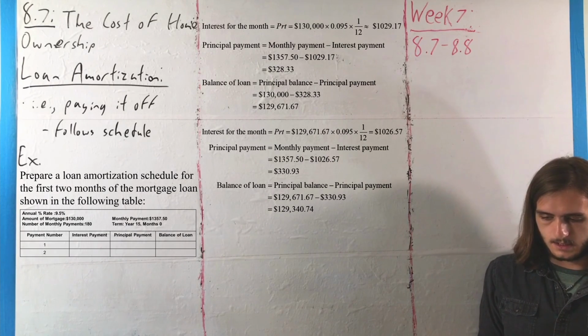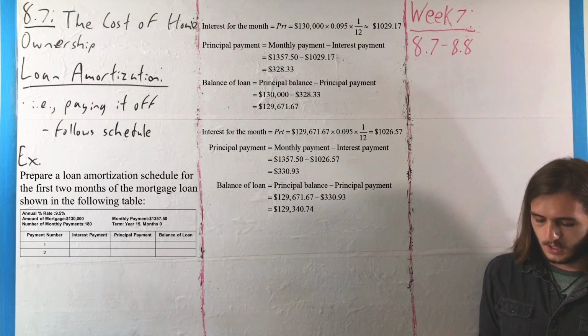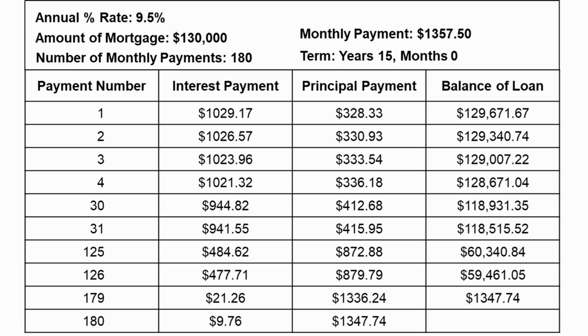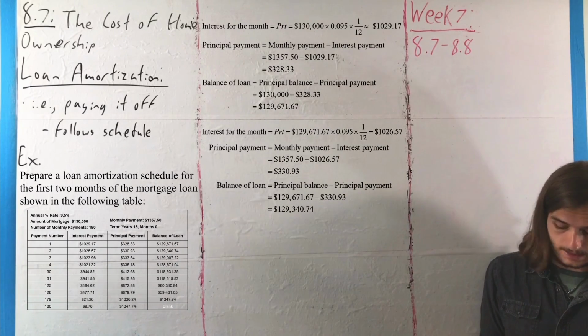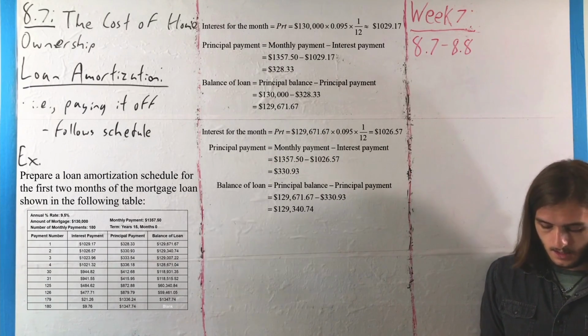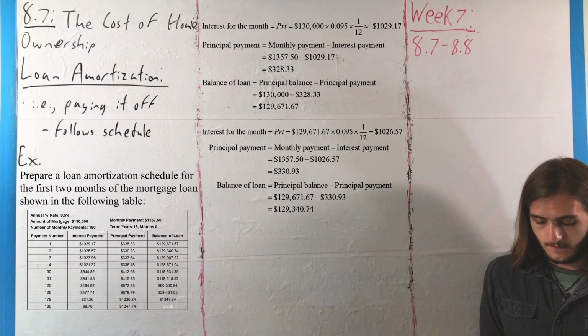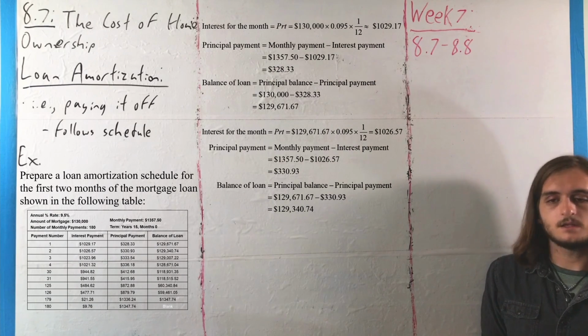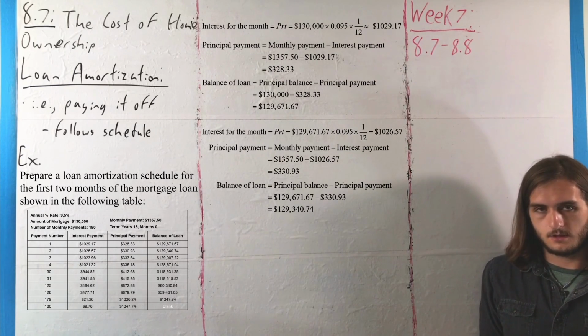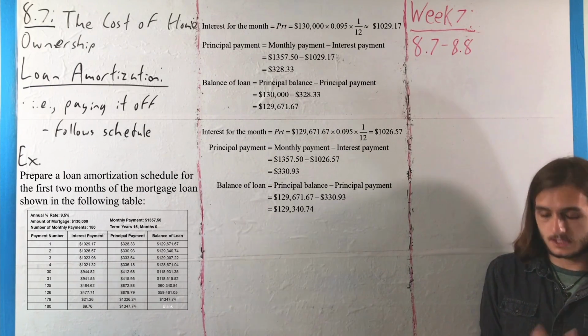And this sort of process can be repeated for as many payments as we'd have to make, in this case, because it is a 15-year mortgage. That's 180 total payments, where by the end, you're only paying $9.76 towards interest. How nice that must feel. And a $1,347.74 balance to kill off the loan, because that's all going towards the principal.